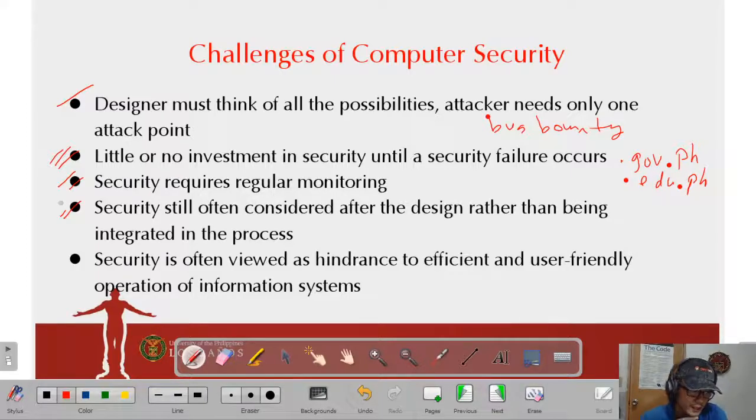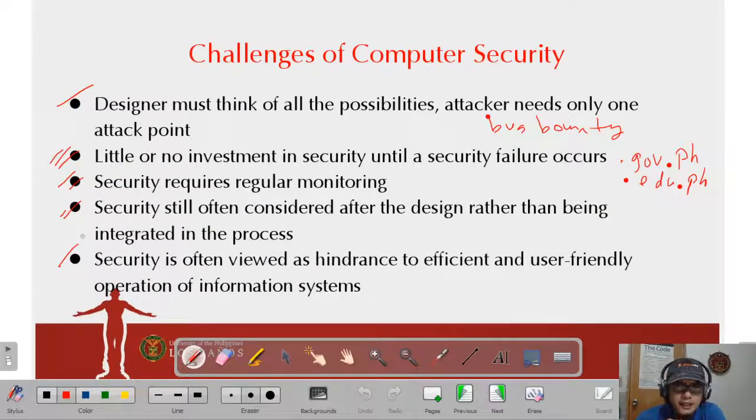This is very important for SP students. They develop their SP, and then the SP does not even consider security in its design. Okay. And then I think this is the last. Is this the last? Yes, this is the last.